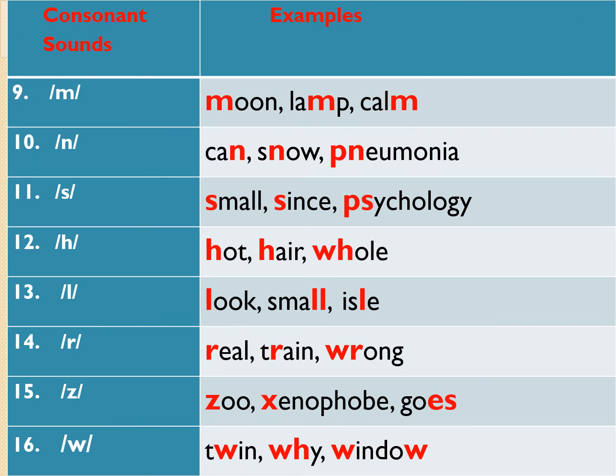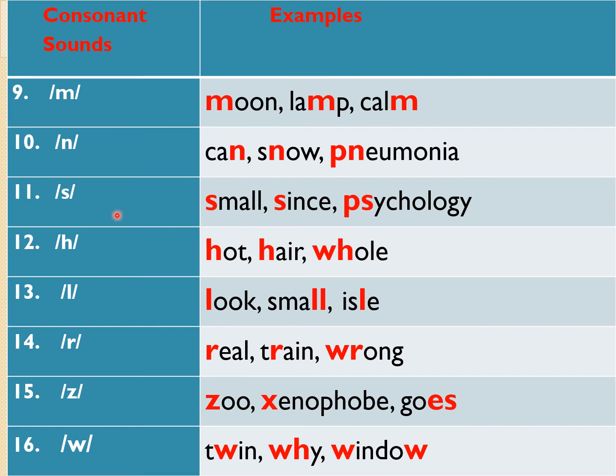Second list. Moon, lamp, calm. Can, snow, pneumonia. Focus on the last one. Pneumonia, we don't pronounce the P. P here, as we said before, is a silent letter.